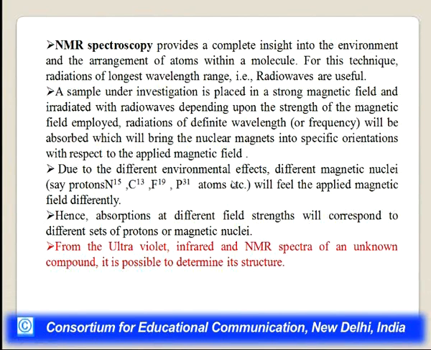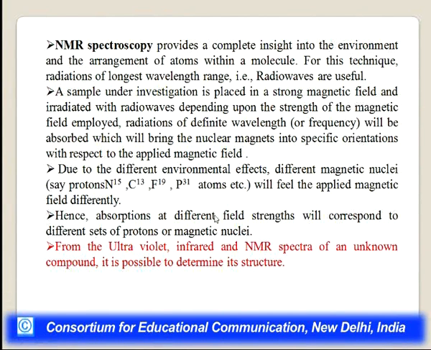Due to different environment effects, different magnetic nuclei, for example nitrogen, carbon, fluorine, and proton, with a particular number of atoms, can be used, which feel the applied magnetic field differently. We can detect these atoms in NMR spectroscopy, to see what kind of nitrogen, carbon, fluorine or phosphorus atoms are there. Hence, absorption at different field strengths will correspond to different sets of protons or magnetic nuclei.